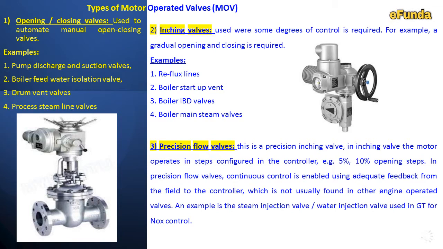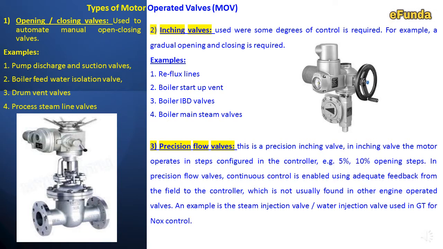Inching valves are used where some degree of control is required. For example, a gradual opening and closing is required. Examples are reflux lines, boiler startup vent, boiler IBD valves, boiler main steam valves.